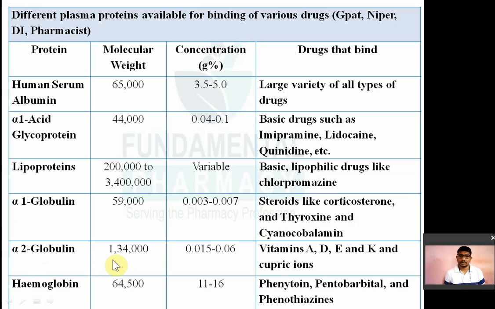Now the next protein available for binding of drugs is alpha 2 globulin. It has a molecular weight of around 1.34 lakh daltons, and it is present in the blood at a concentration of 0.015 to 0.06 gram percent. What kind of drugs bind to alpha 2 globulin? Vitamins A, D, E, K and cupric ions. So lipid soluble vitamins and cupric ions bind to alpha 2 globulin. Remember, this is a very important part.